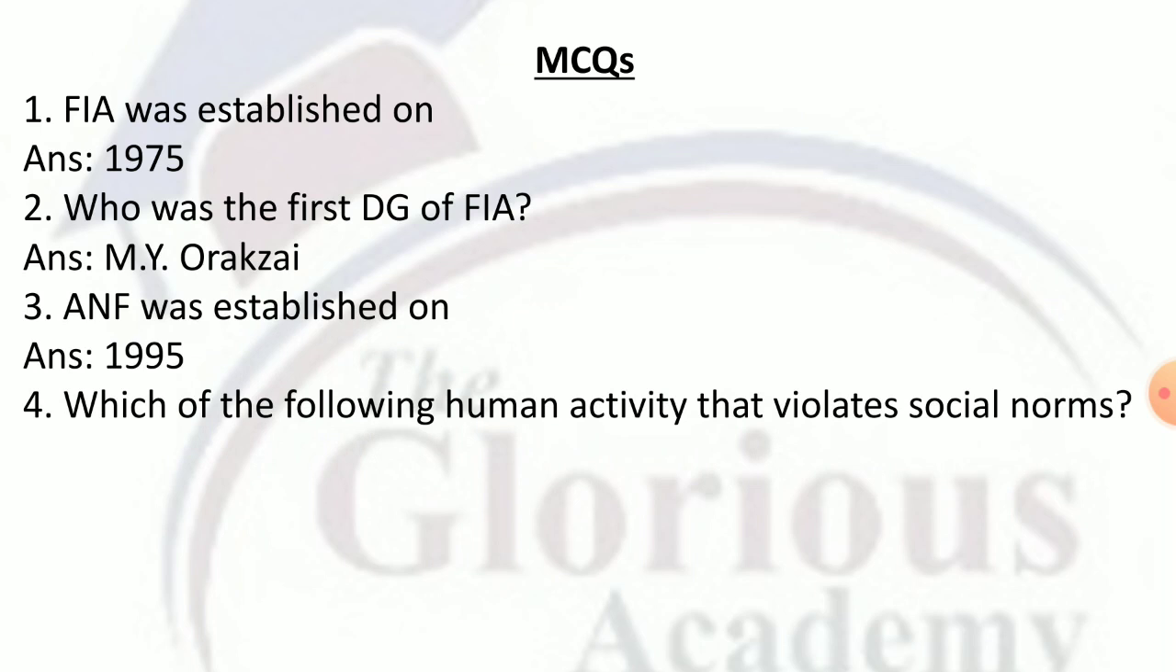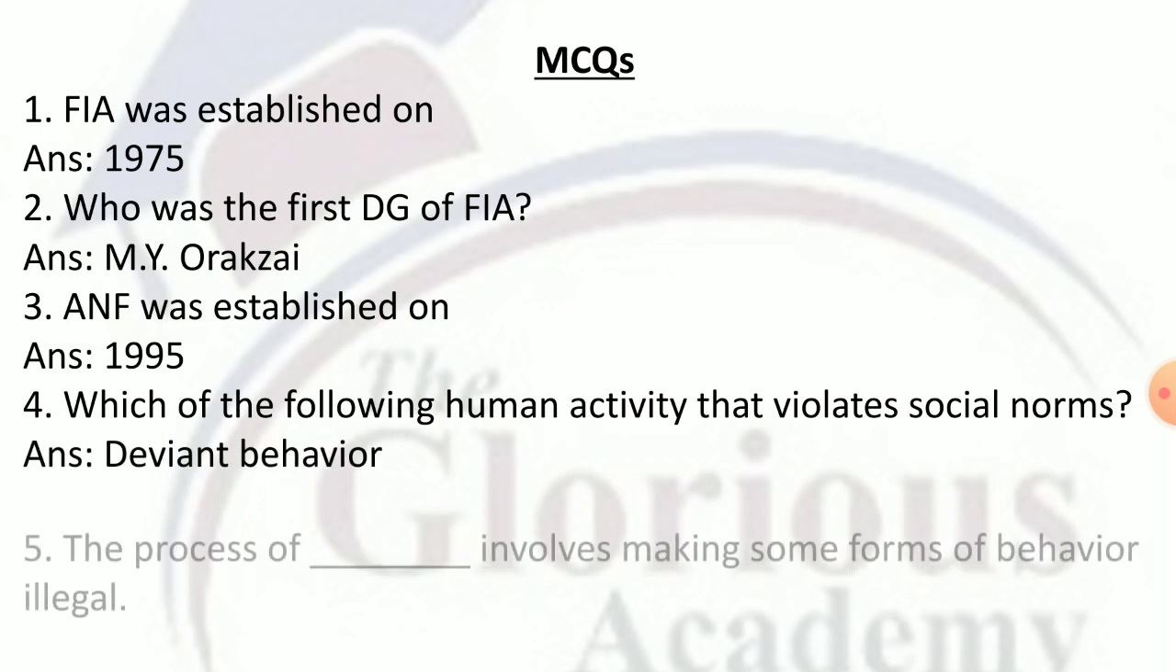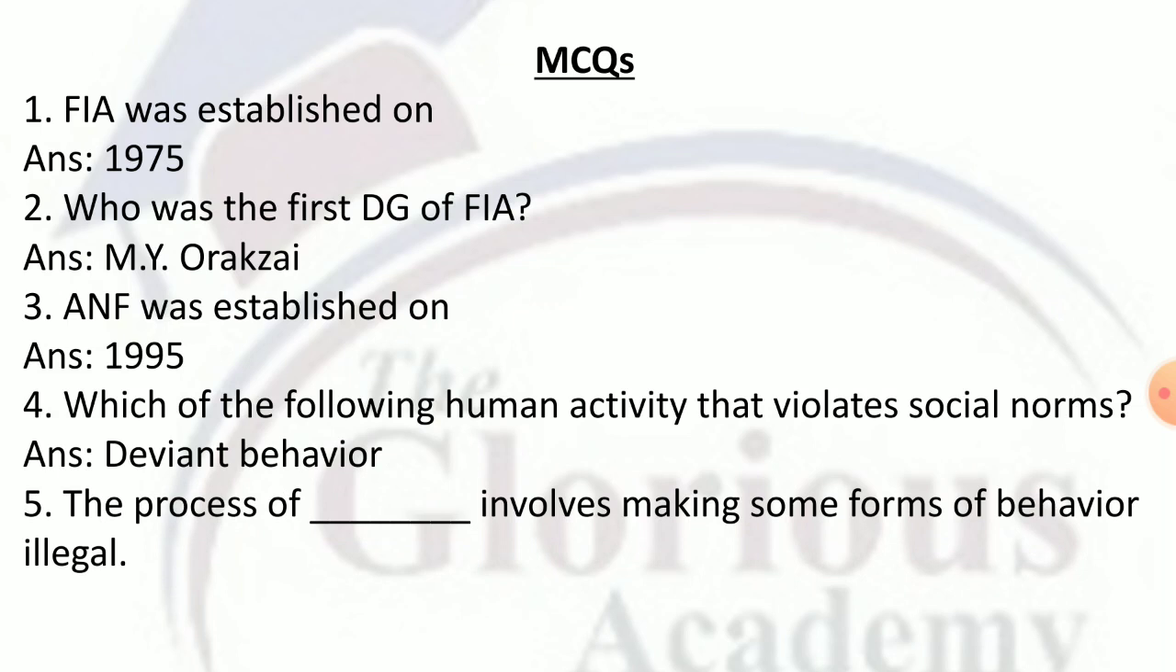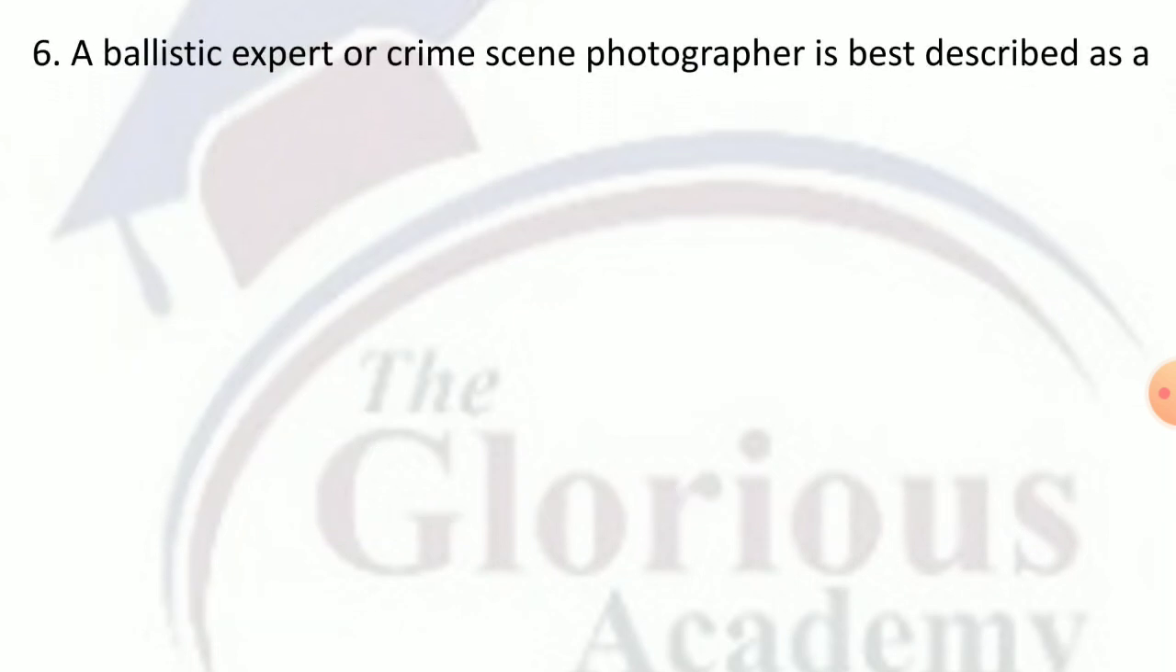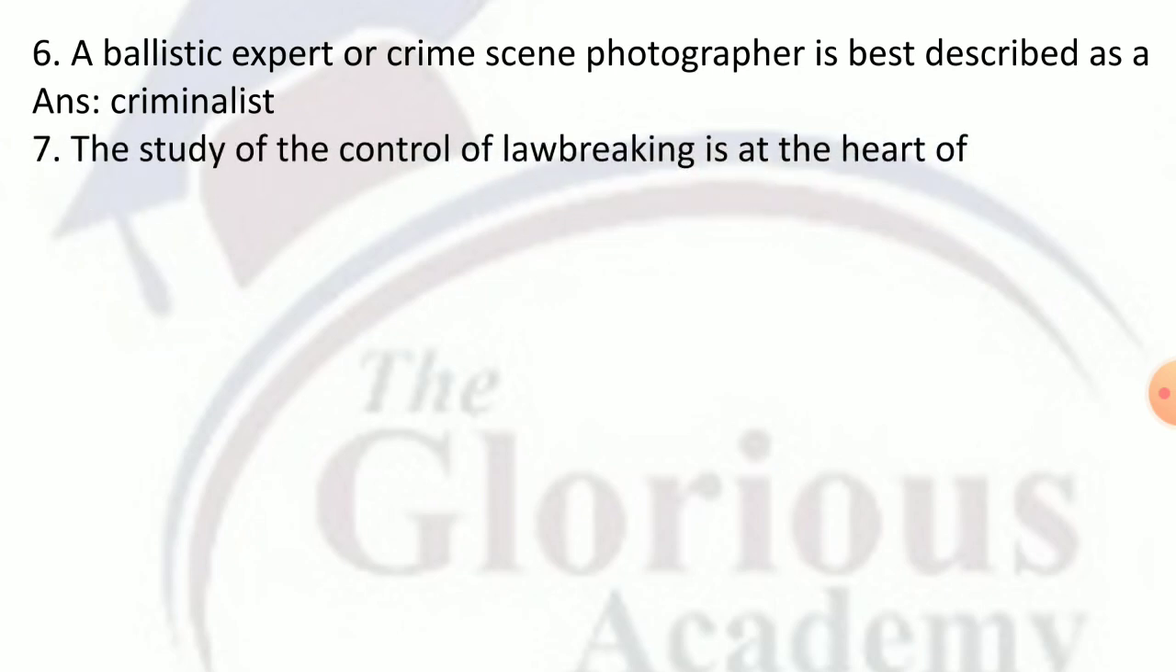Which of the following human activity that violates social norms? Deviant behavior. The process of dash involves making some forms of behavior illegal. The process of criminalization. A ballistic expert or crime scene photographer is best described as criminalist. The study of the control of law-breaking is part of criminal justice.